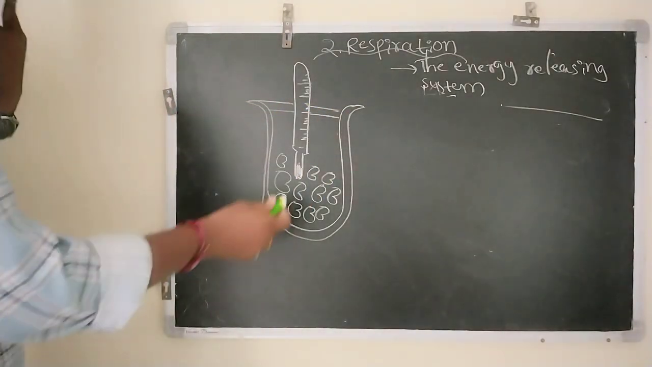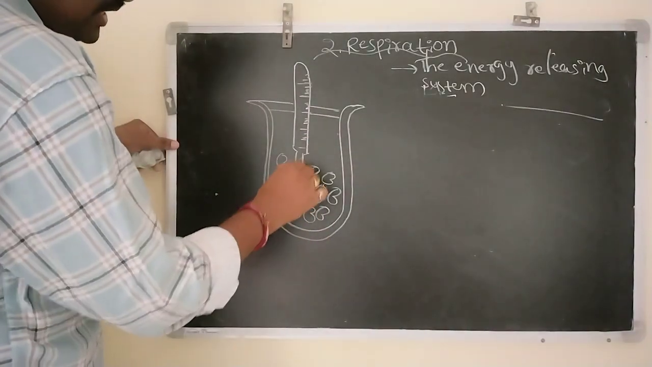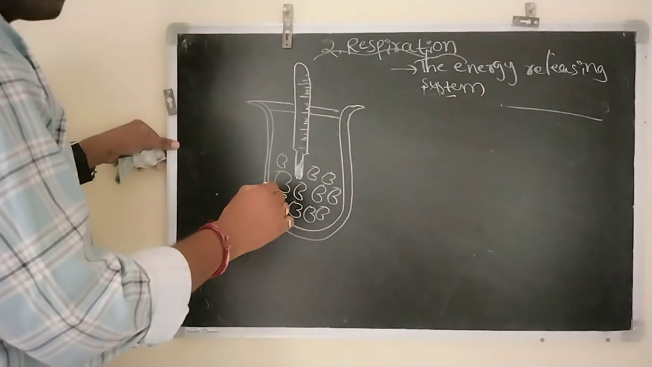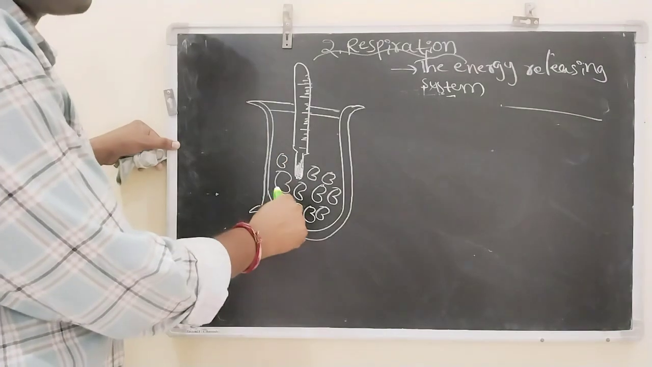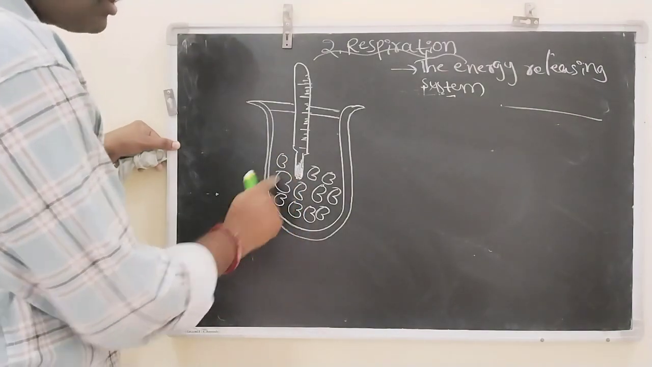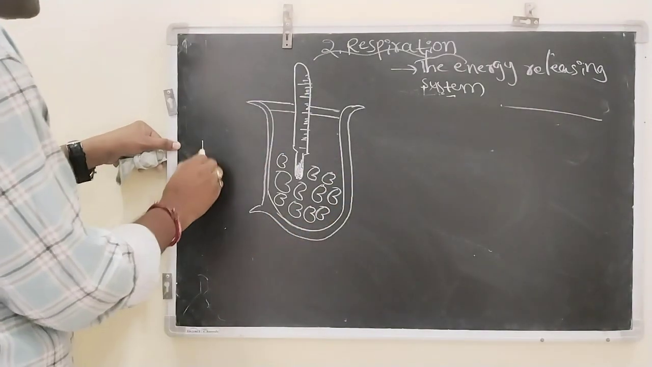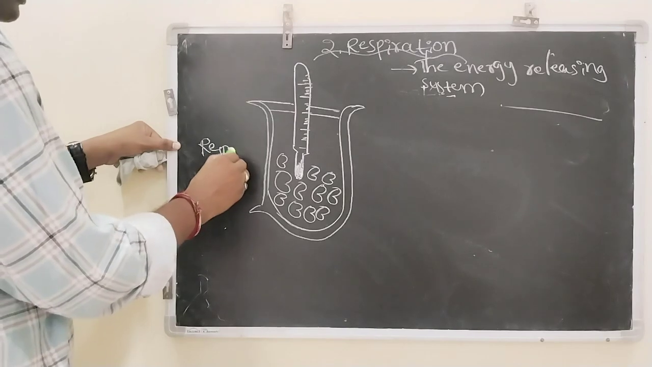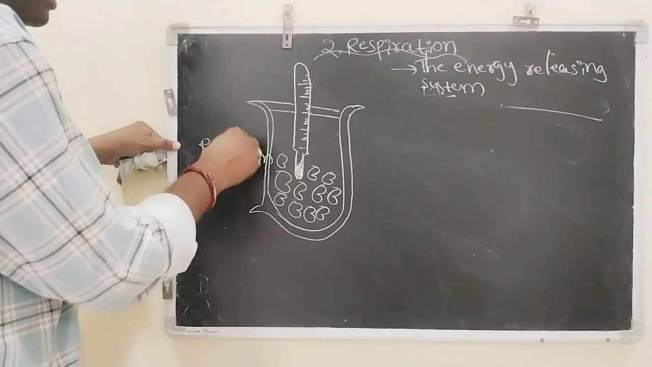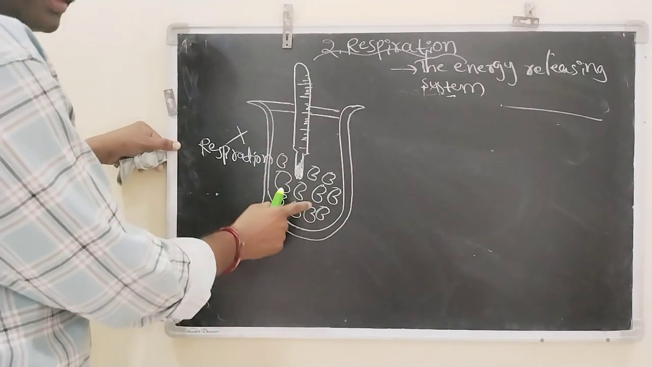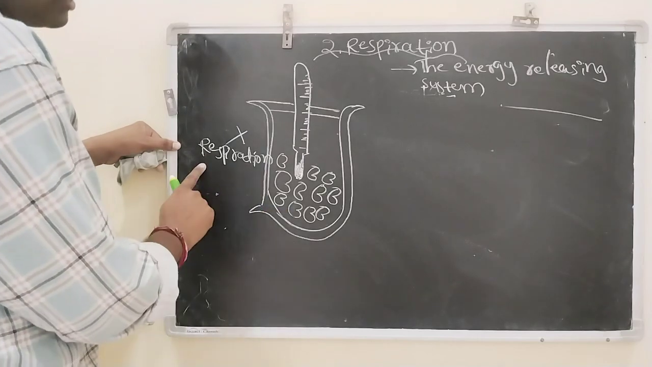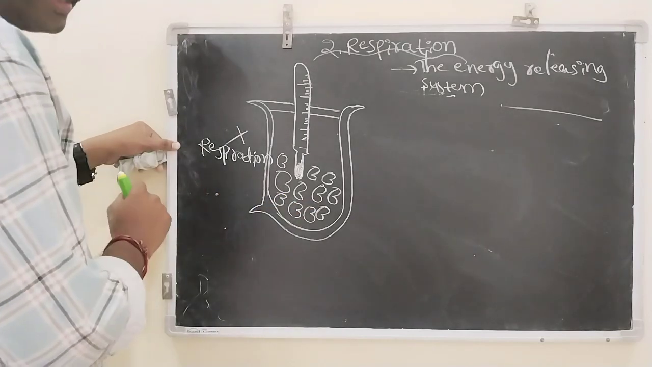So after a few hours, there is no rise of the mercury level as heat is not released by these dry seeds. Why do dry seeds not release heat? Because they do not perform the process of respiration. There is no respiration occurring in dry seeds. That is why heat is not released.